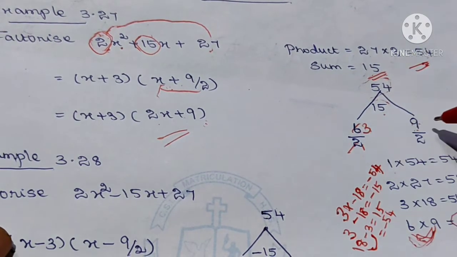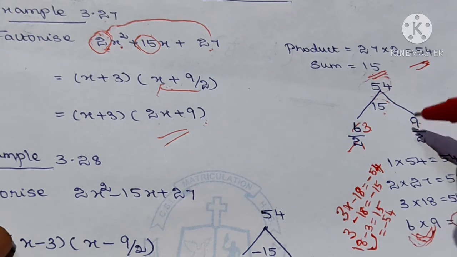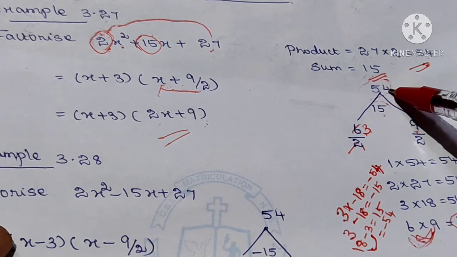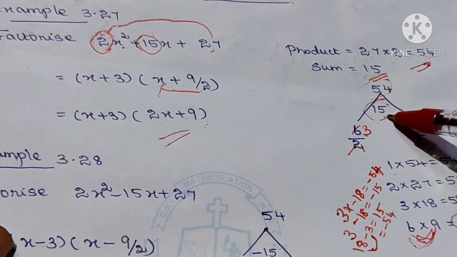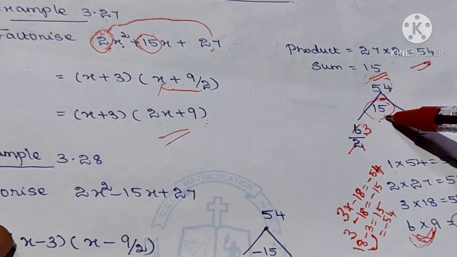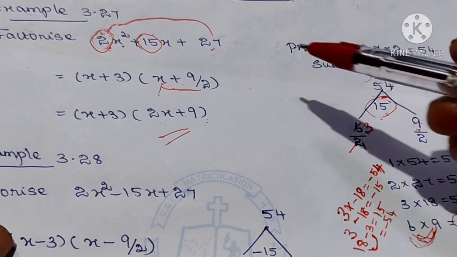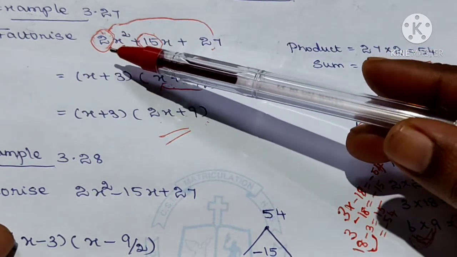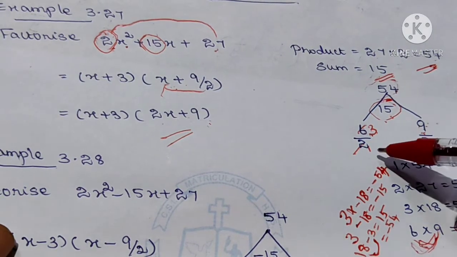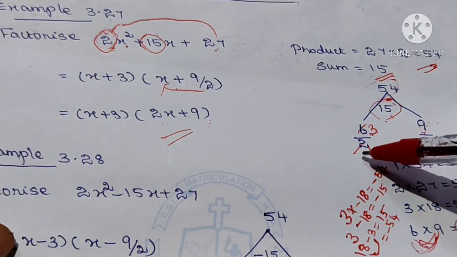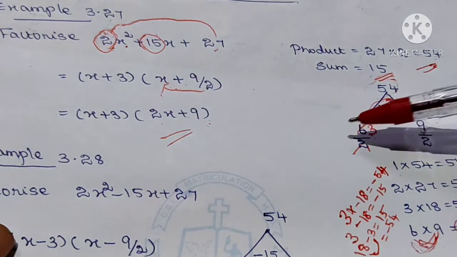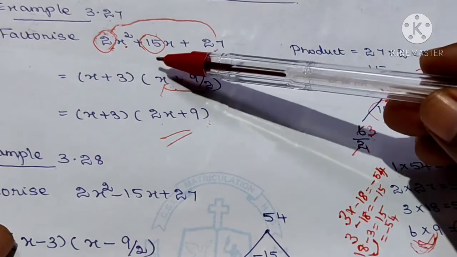So what are the numbers? You select and write. If you multiply 6 and 9, we get 54. And if we add 6 and 9, we get 15. So only these two numbers satisfy this product and the sum. So you select 6 and 9. But the coefficient of x square is 2, so you must divide those numbers by 2. So 6 by 2 and 9 by 2. 6 by 2 we get 3 and 9 by 2 we keep as it is. So we use these numbers to write the factors of the given question.